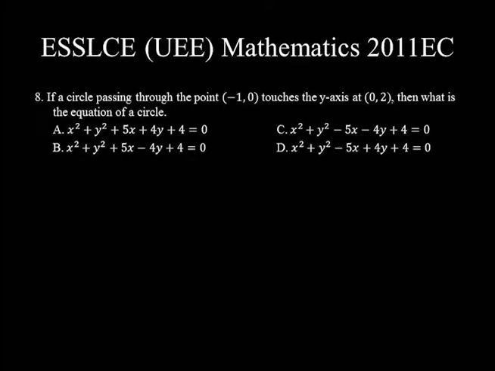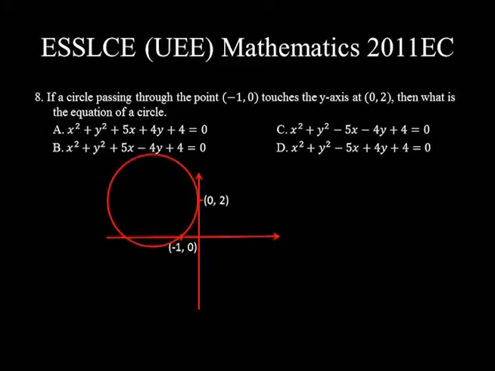Question number 8. If a circle passes through the point negative 1, 0 and touches the y-axis at 0, 2, then what is the equation of the circle? For visualizing the circle clearly, let's draw it. This is the xy plane. Negative 1, 0 is the ordered pair located 1 unit to the left of the origin. 0, 2 is the ordered pair located 2 units above the origin. The circle looks like this. It touches 0, 2 and passes through negative 1, 0.